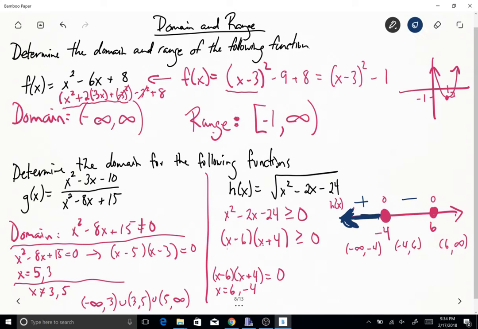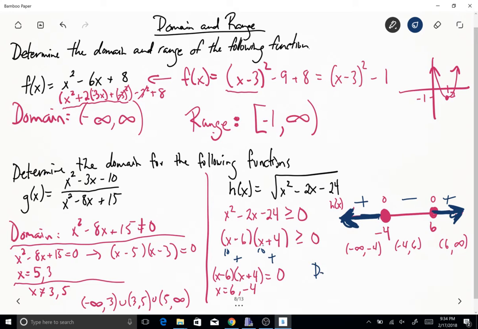So what is that going to look like? We'll pick a number, let's say 10. So if I plug in 10 here and 10 here, notice we get a positive in the first case, a positive in the second case. Positive times a positive makes a positive overall. And that means we are going to shade this in because it satisfies our inequality.